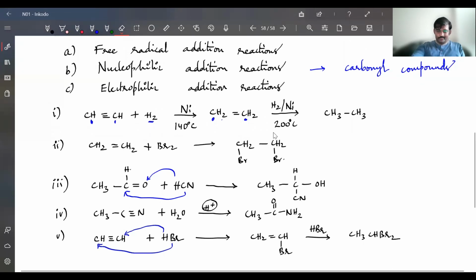After addition, we are attaching the elements to the unsaturated compounds. Now, after addition reactions, there are elimination reactions also. And after elimination reactions, one more type is rearrangement reactions. These are the basic types of organic reactions we are having. Regarding elimination reactions and rearrangement reactions, we'll discuss in the next classes.